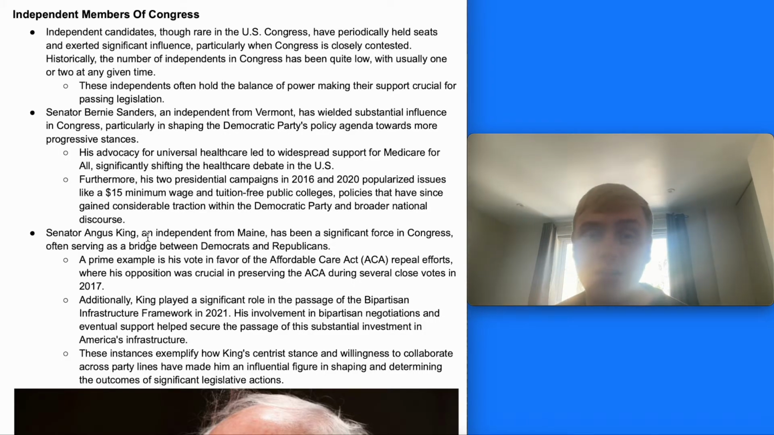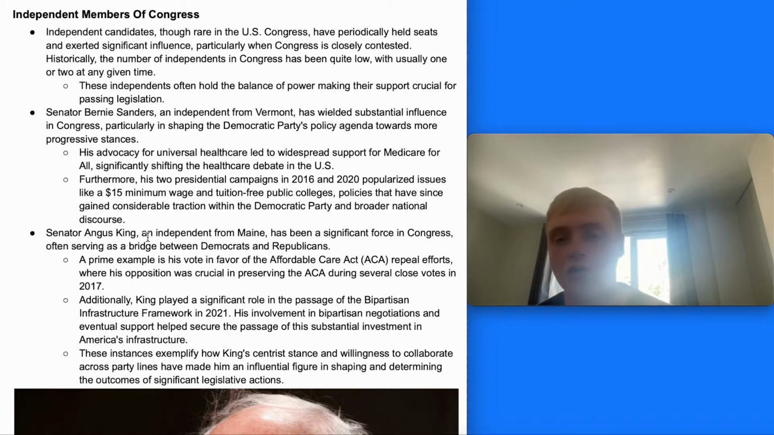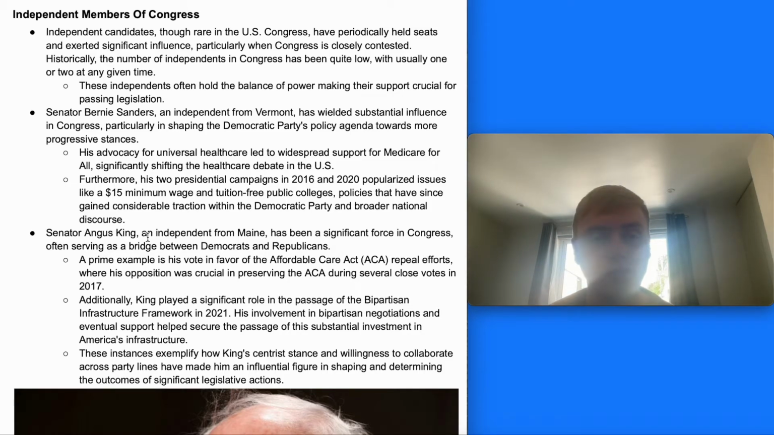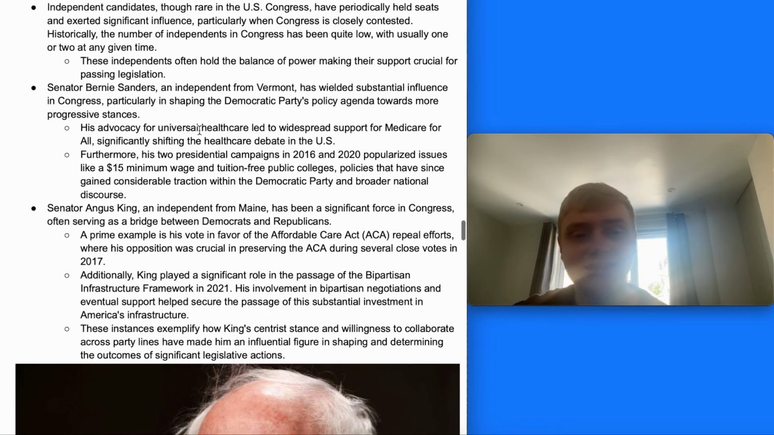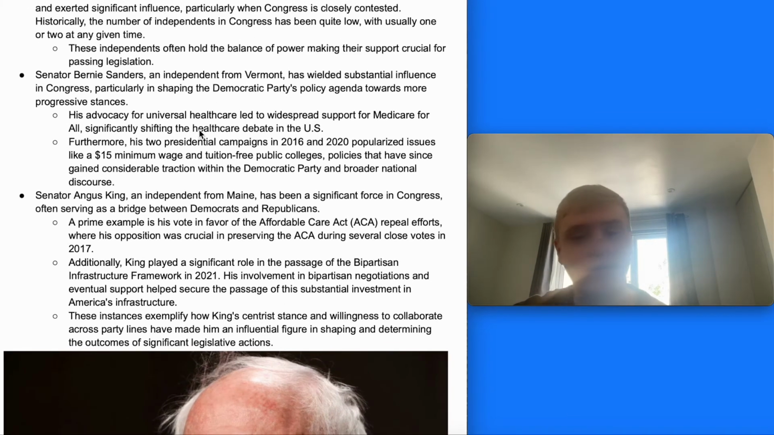Bernie Sanders is an independent from Vermont who's wielded significant influence in Congress, particularly in shaping the Democratic Party's policy agenda towards more progressive stances. He does caucus with the Democrats and votes with them a lot. His advocacy for universal healthcare led to widespread support for Medicare for All, significantly shifting the healthcare debate in the US, with widespread support from young people in particular. And his two presidential campaigns in 2016 and 2020 popularized issues like a $15 minimum wage and tuition-free college.